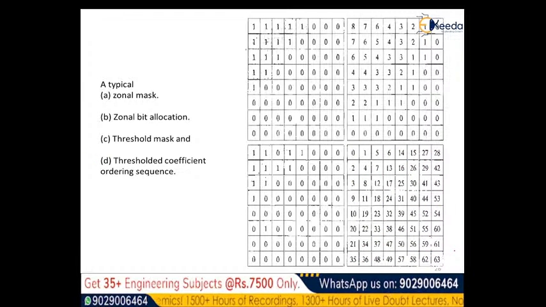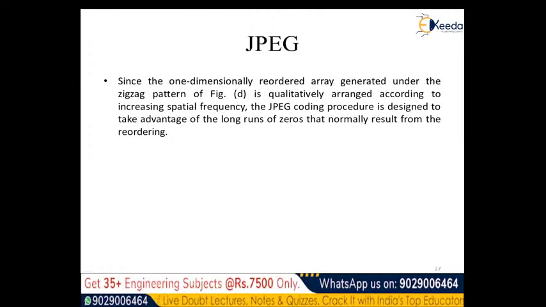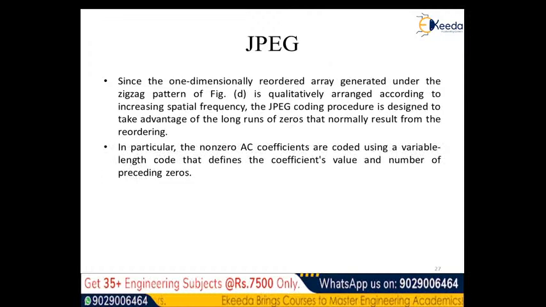The next thing here we have, since the one-dimensionally reordered array, as we have shown in these four parts, especially figure D, is qualitatively arranged according to the increasing spatial frequency. The JPEG coding procedure is designed to take advantage of the long runs of zeros that normally result from the reordering, and in particular the non-zero AC coefficients are coded using a variable length code that defines the coefficient's value and the number of preceding zeros.